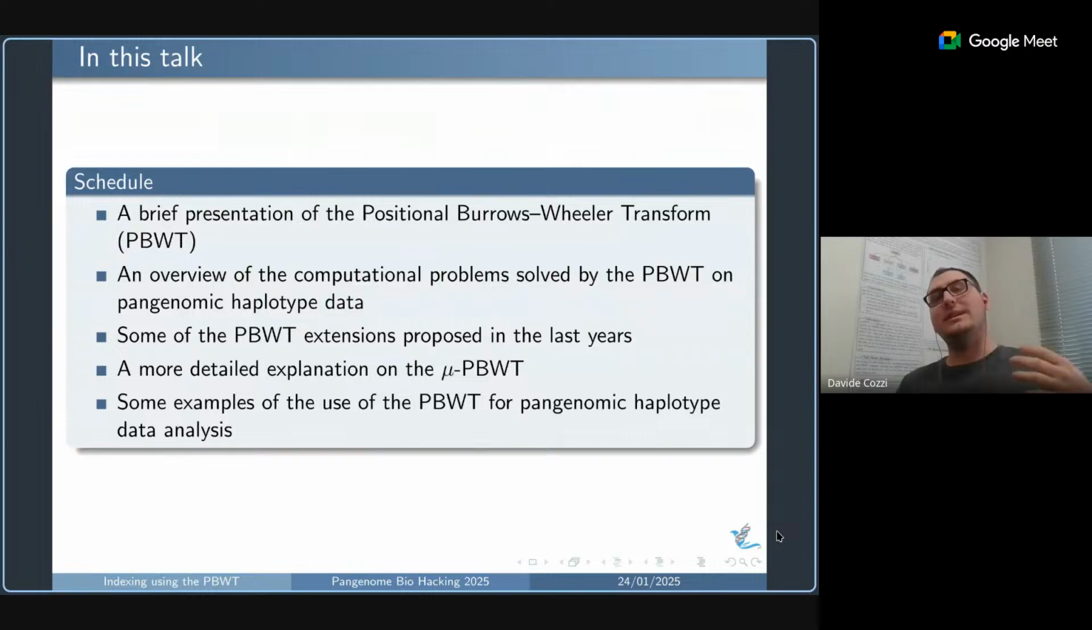Then we will see an overview of some computational problems that are solved using this particular data structure. We will see new research topics on improvement of the PBWT. We will see some extensions, and more in detail, we will understand what I have done in my first 2 years of PhD, because I will describe my mov-PBWT. And then we will see some examples of real-world uses of this data structure.